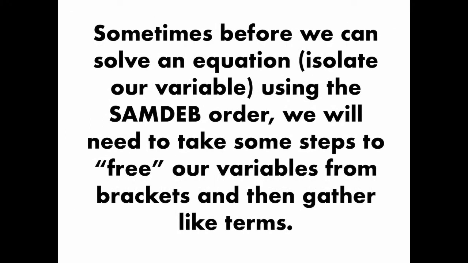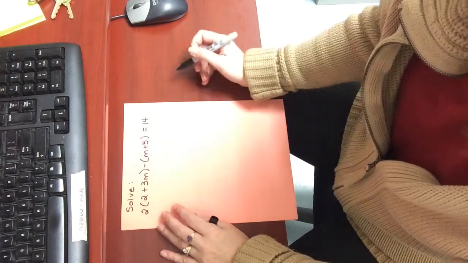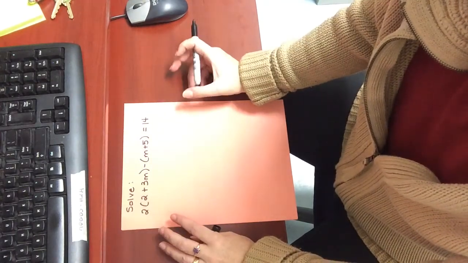Sometimes before we can solve an equation, isolate our variable, using the SAMDEV order, we will need to take some steps to free our variables from brackets and then gather like terms. In this video, we're looking at how to solve an equation using a number of different math skills that we've learned.